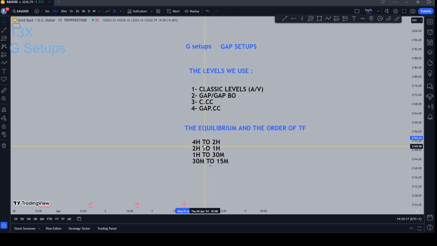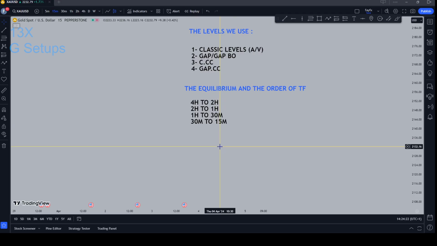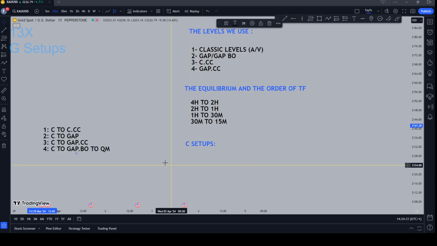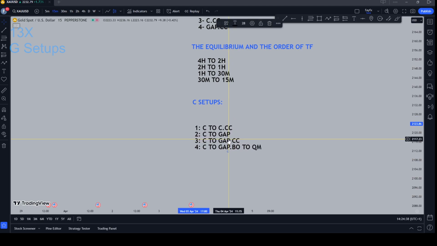Then we learned also about the classic setups. We have four major setups, and they are the following. The first one is the classic to classic CC. Second one is classic to gap. Third one, classic to gap CC. And the fourth is a classic to gap breakout to QM.